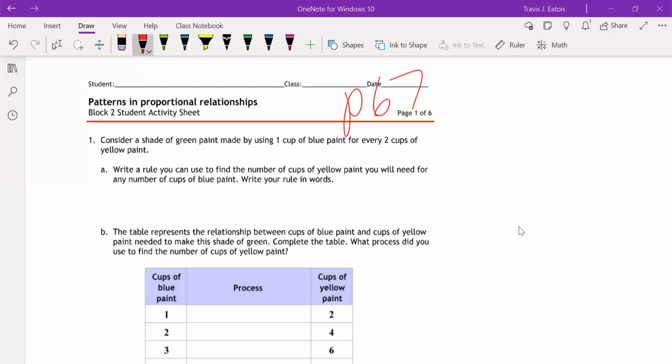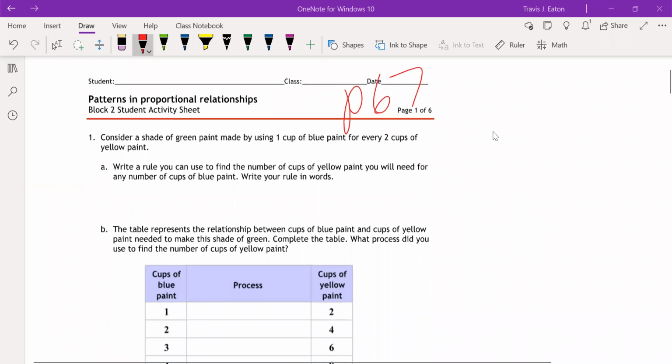So we are taking a look at block 2 of topic 3, patterns in proportional relationships. We're continuing our journey into looking at proportional relationships. So let's just get started right away.